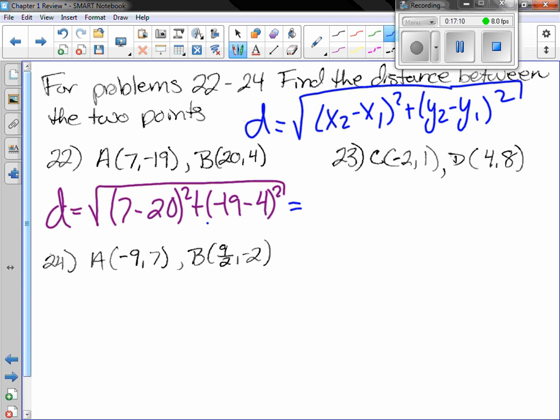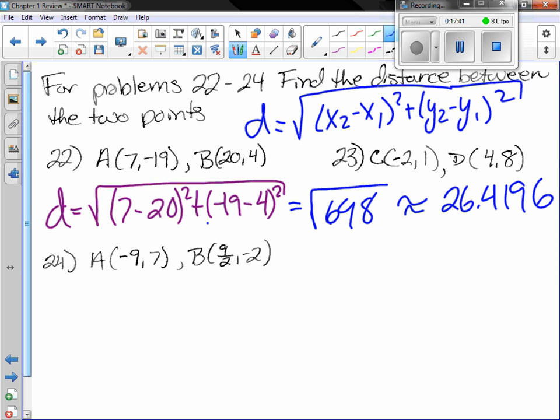Now, at this point here, you can type the whole thing into the calculator. And if you type it in, what do we get? Square root of 698. Square root of 698? Yes, you all agree with that? I mean, if not, you do have the review sheet for the answer key, yes. Or you can put it as a decimal.